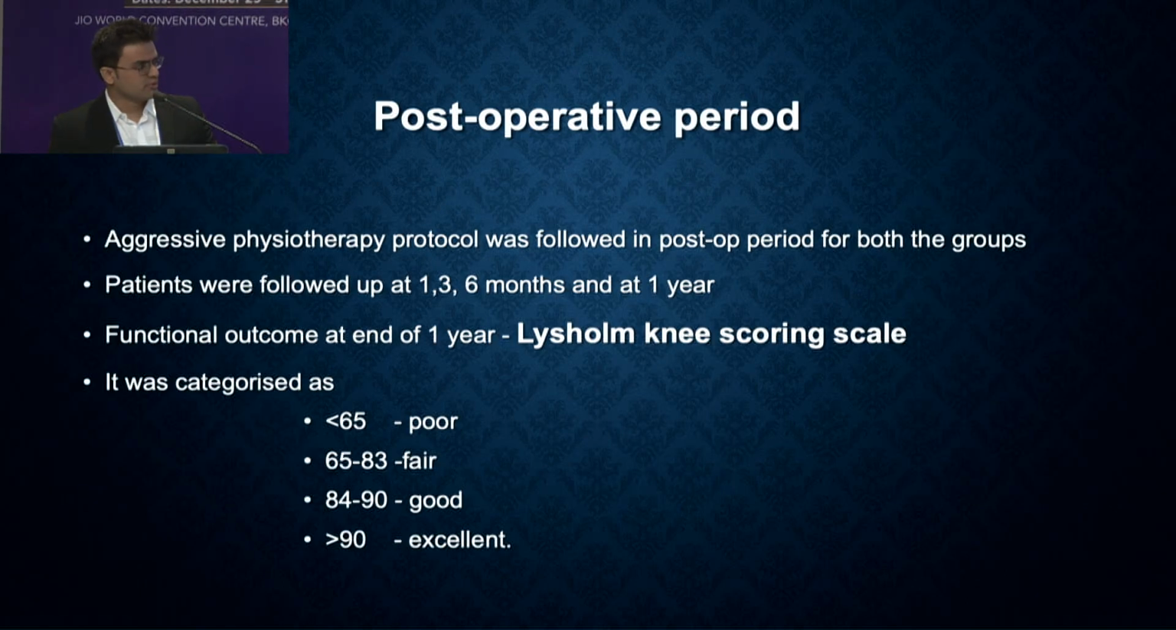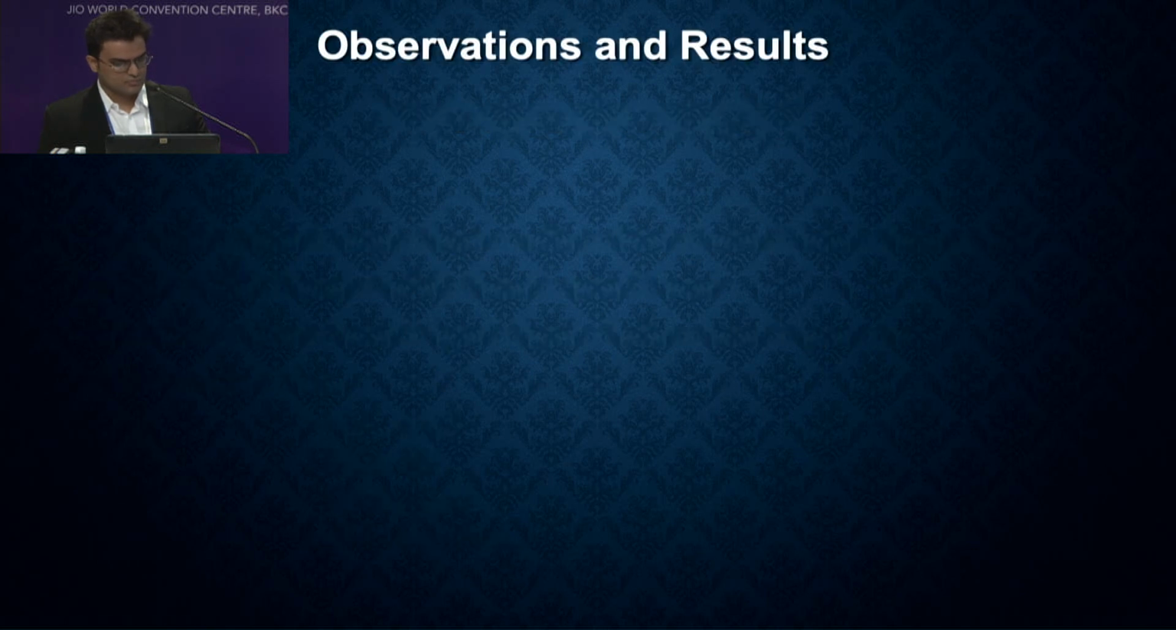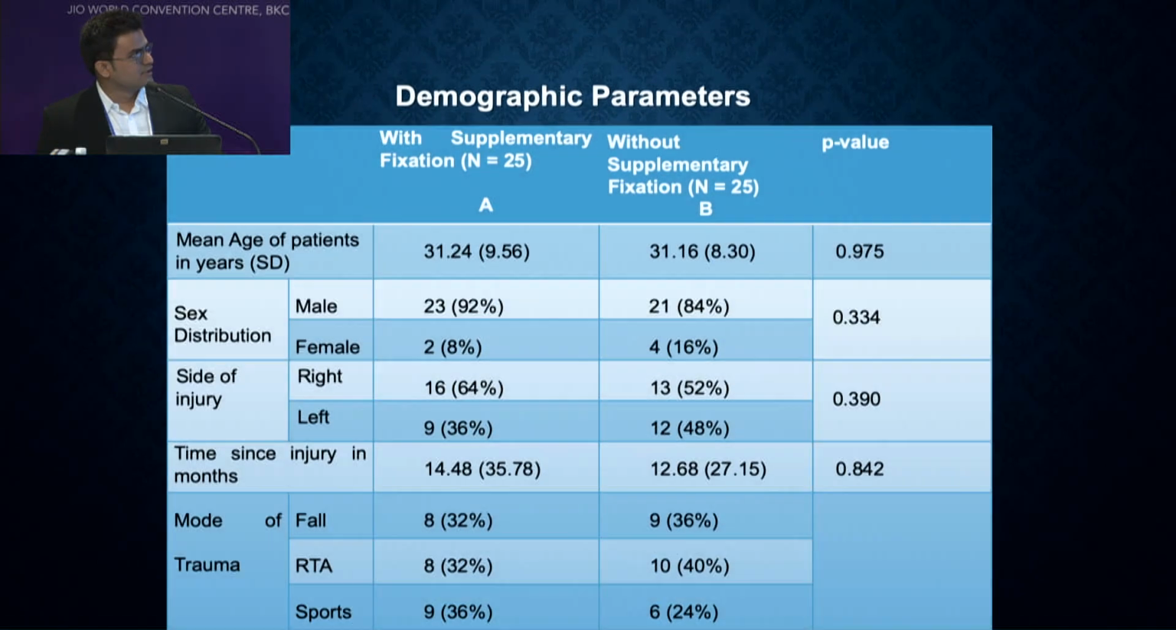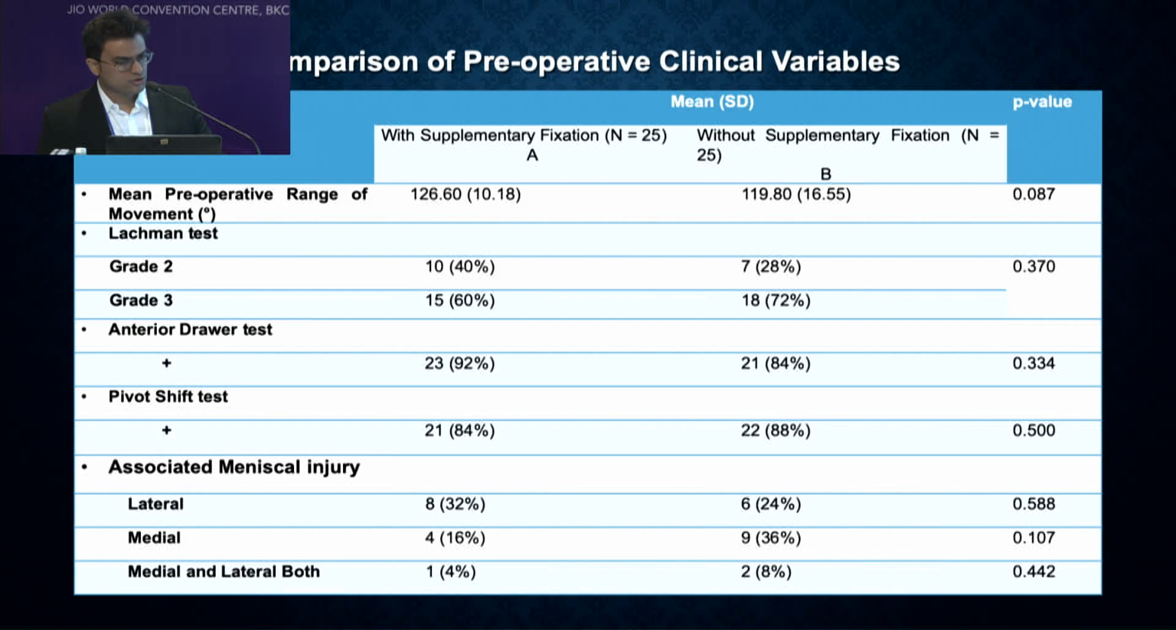In the post-operative period, all the patients followed an aggressive physiotherapy protocol, and were regularly followed up to 1 year. At the end of 1 year, functional outcome was calculated using the Lysholm knee scoring scale. Here we can see that the demographic parameters of both the groups are comparable. Also, the pre-operative clinical variables are comparable between both the groups.